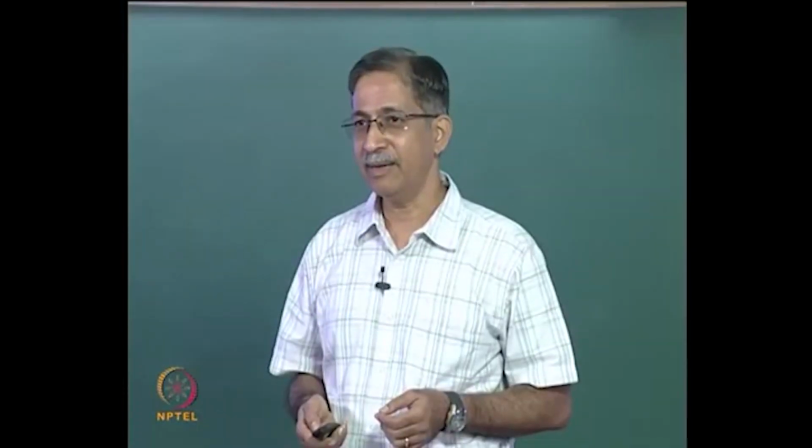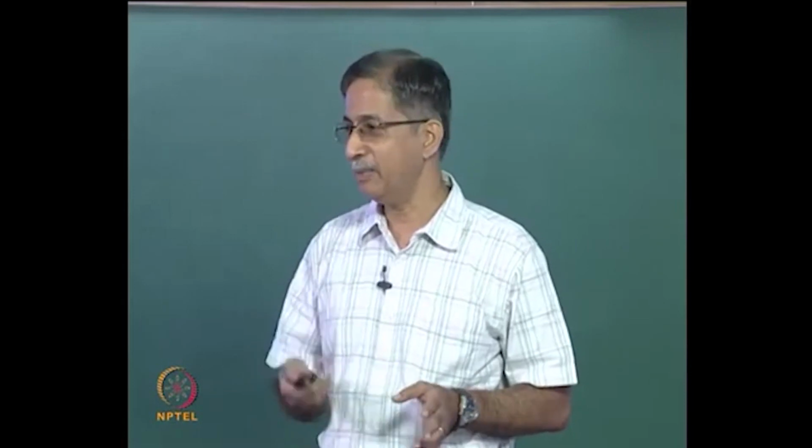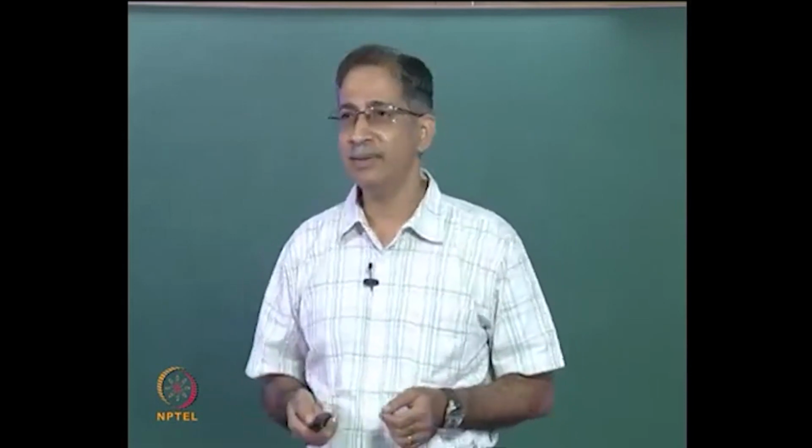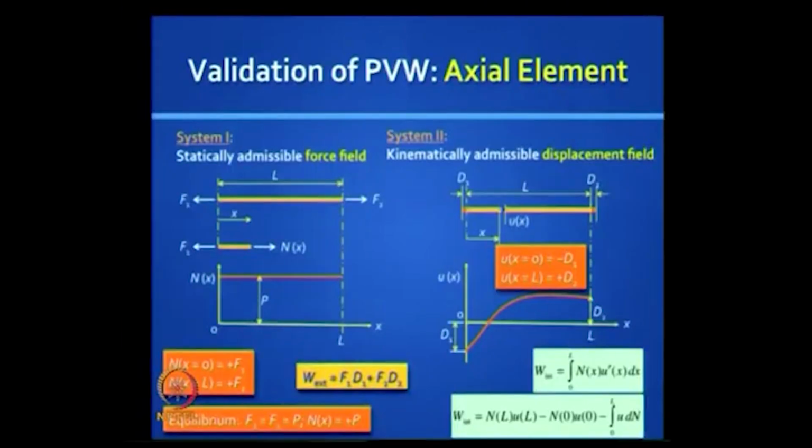you apply the limit 0 to L. I think you are familiar with this, it will take this form: N(L) u(L) minus N(0) u(0) minus integral u dN. Now because there is no change in N along the length of this bar, that last quantity will vanish, it is equal to 0, and if you apply the boundary conditions of N of L, u of L, N of 0 and u of 0, you will find that you get exactly the same expression as for external virtual work. This is a beautiful validation.